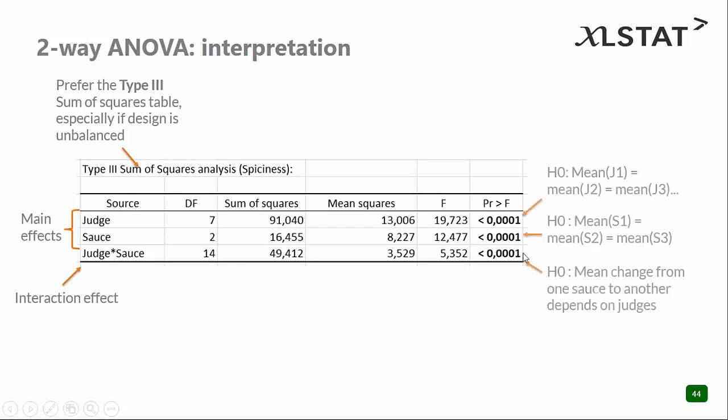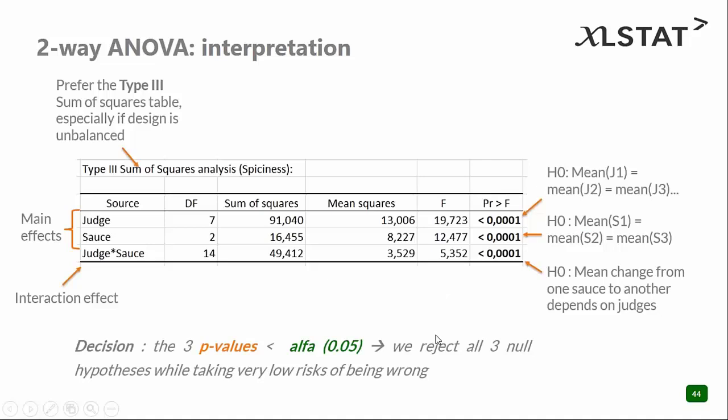And here I have written all the H0 hypotheses. So for the first effect, you have mean judge 1 equals mean judge 2 equals mean judge 3. For the second one, you have mean sauce 1 equals mean sauce 2 equals mean sauce 3. And for the third one, you have: the mean change from one sauce to another depends on judges. You can also write it the other way around, so the mean change from one judge to another depends on the sauce. So the decision: the three p-values are lower than alpha, so we reject all three null hypotheses while taking very low risks of being wrong.